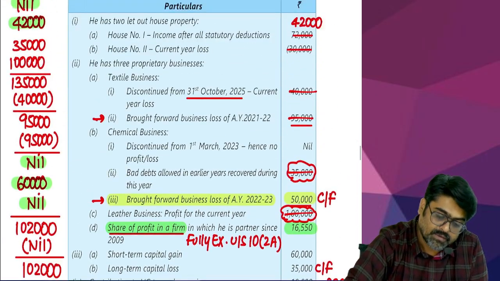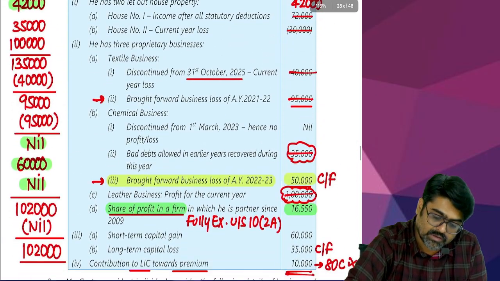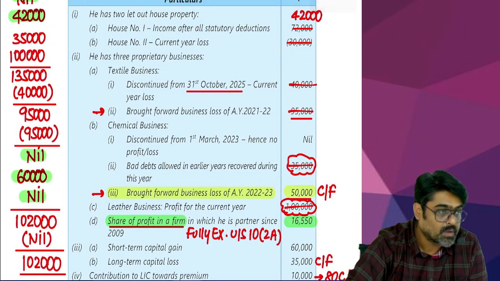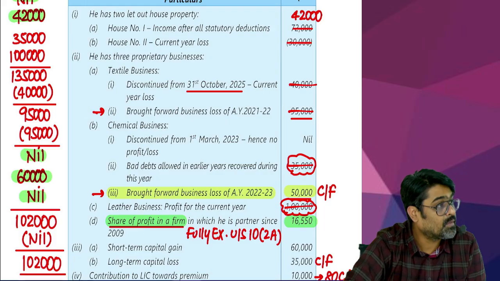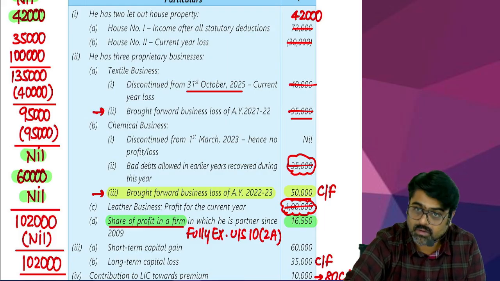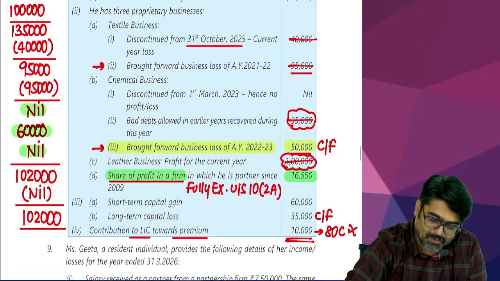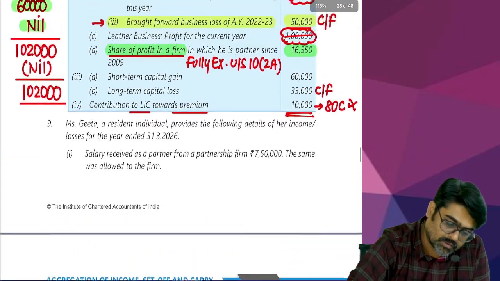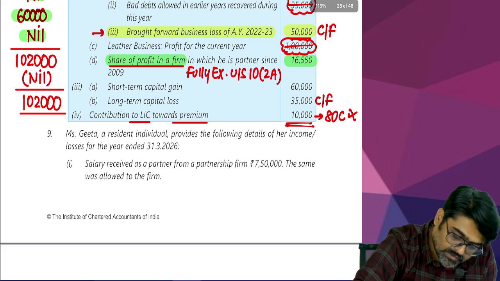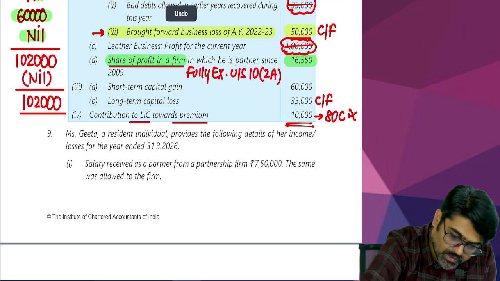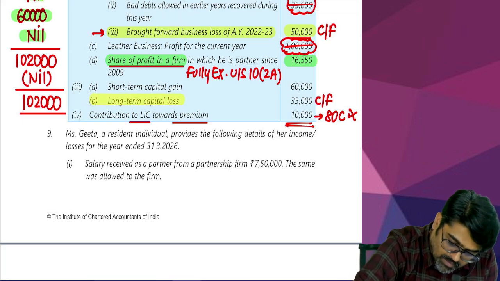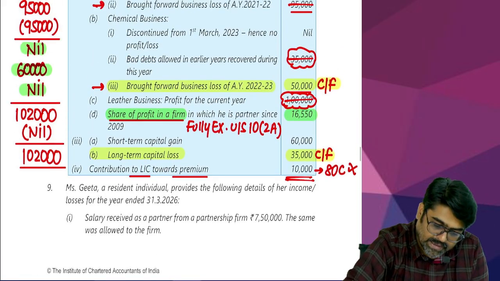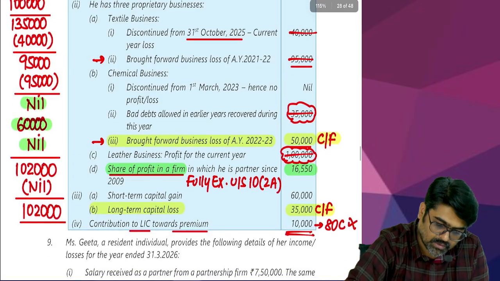Now see, which all losses can be carried forward from this year? Tell me. Only one loss. Brought forward business loss of chemical business. Yes or no? It will be carried forward, 50,000. Understood? And capital loss will also be carried forward, guys. This long-term capital loss will also be carried forward, amounting to rupees 35,000. Done, sir? Any other loss? No other loss, sir.